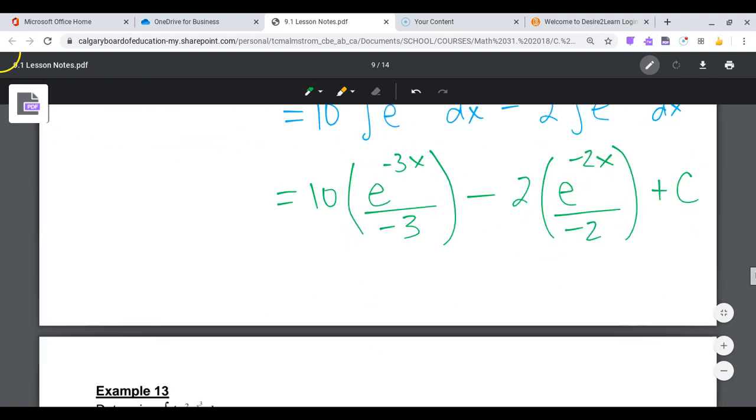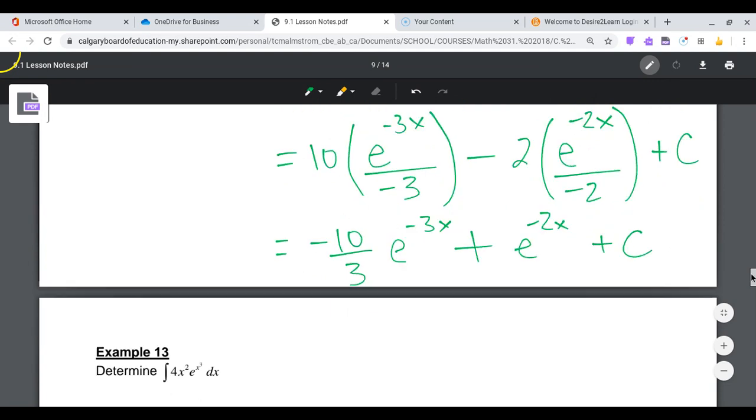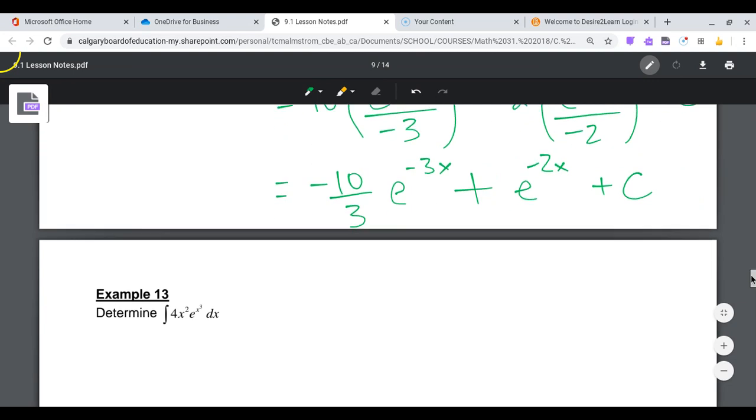That's it. So this would be equal to negative 10 on 3 e to the power of negative 3x. Negative 2 divided by negative 2 is plus 1, so plus e to the power of negative 2x plus c. Which you could write if you wished with the e's down below because they have negative exponents. So I could have written it as negative 10 on 3e to the 3x plus 1 on e to the 2x plus c, but it's up to you.